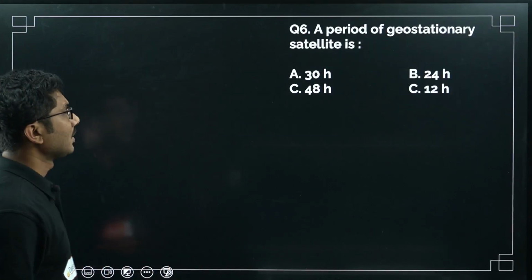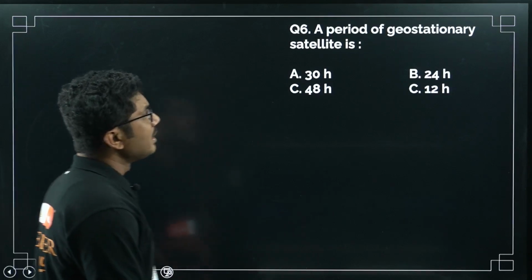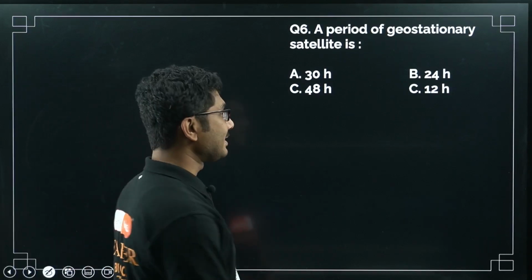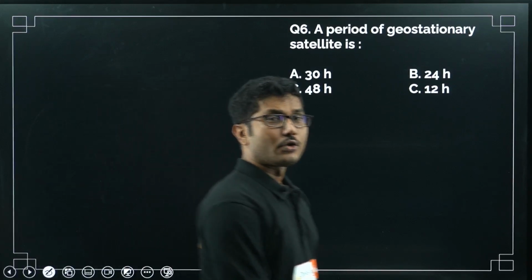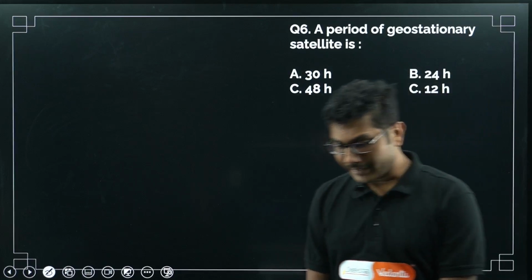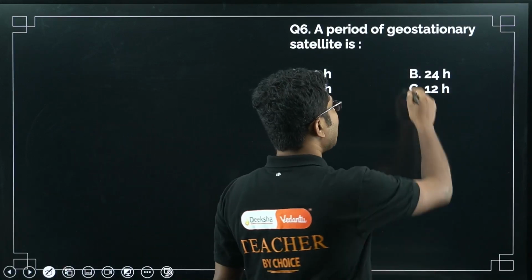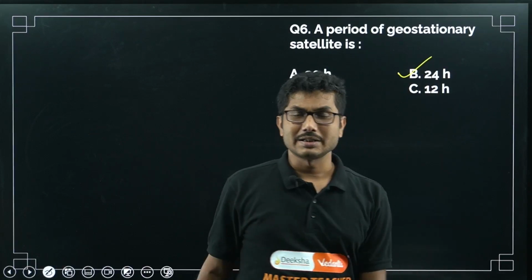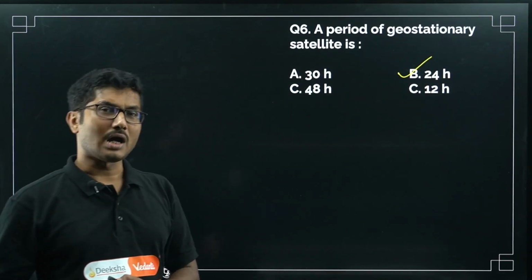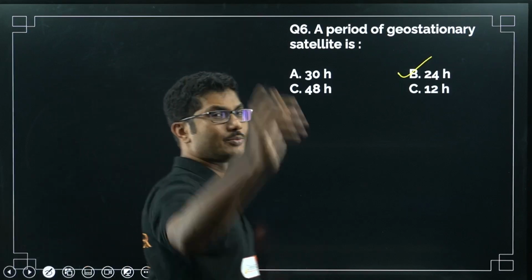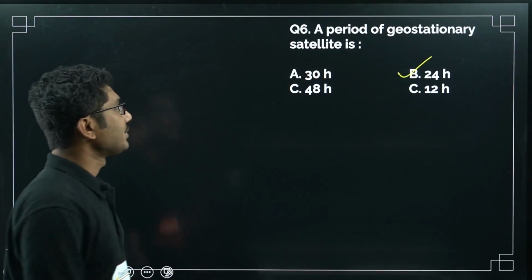Okay, now question number 6. The period of a geostationary satellite is. So what is the period of a geostationary satellite? A geostationary satellite, as I explained, rotates along with us, so that when we are completing one rotation, it is also completing one rotation. So basically a geostationary satellite rotates around Earth in the same time that Earth rotates one time. So its period is 24 hours, so that it appears to be stationary when we observe it. That is the basic thing about a geostationary satellite.